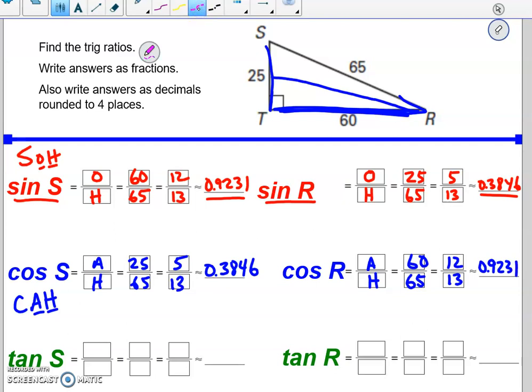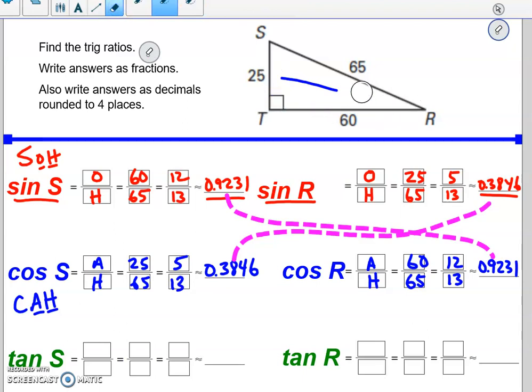Okay, we've got the sine from that angle is the same as the cosine of the other one, and the cosine of that angle is the same as the sine of the other one. That is not a coincidence. That always happens in this right triangle trigonometry. Besides the right angle itself, you have these two other angles, and the sine of one is the same as the cosine of the other. The cosine of one is the same as the sine of the other.